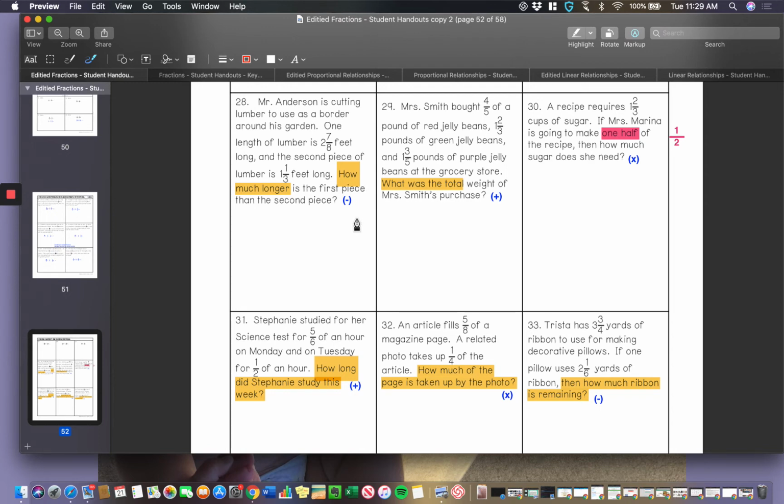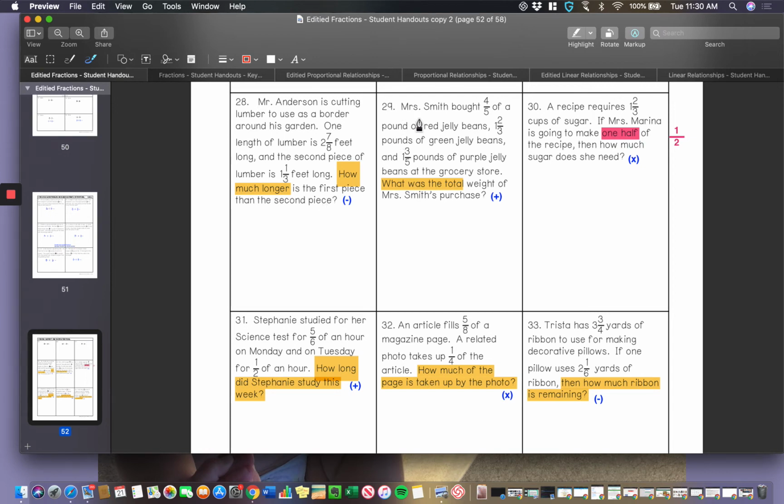Mr. Anderson is cutting lumber to use as a border around his garden. One length of the lumber is 2 7/8 feet long, and the second piece of lumber is 1 1/3 feet long. How much longer is the first piece than the second piece? Well, if I want to find how much longer it is, I can subtract how long the second piece is from how long the first piece was. So I can take 2 7/8, take away 1 1/3 to tell me how much longer the first piece is than the second piece.